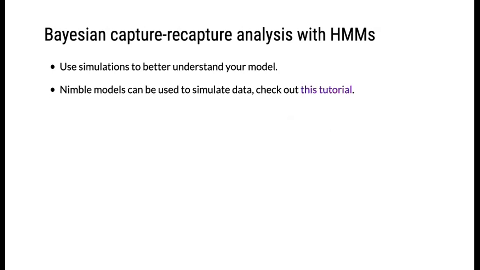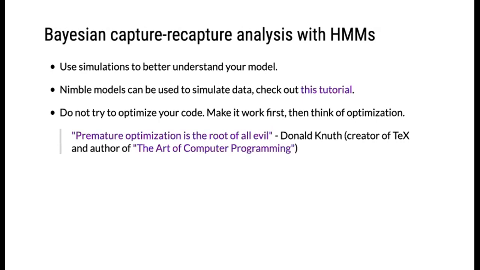Another advice, quite general in programming, is to not try to optimize your code right away or to make it elegant right away. Make it work first and then think of optimization. That's this sentence by Donald Knuth, who was the creator of TeX and an author of The Art of Computer Programming: premature optimization is the root of all evil. So first, make it work, then think of optimization.